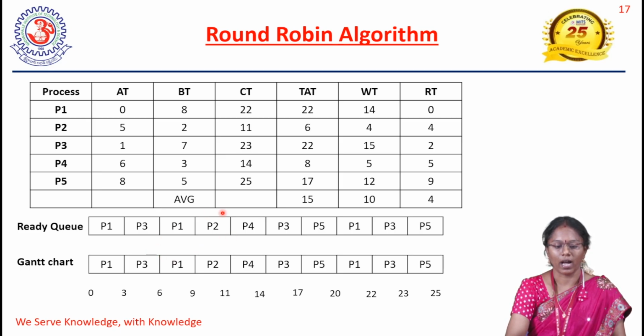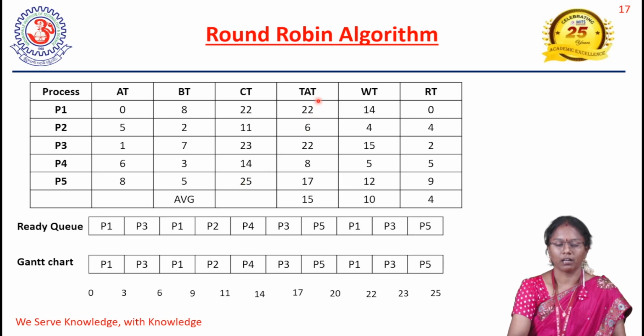Okay, and with this Gantt chart we can solve this problem: how to find the completion time, turnaround time, waiting time, and response time. Completion time: P1 has been completed at 22 seconds. P2 has been completed at 11 seconds. P3 has been completed at 23. P4 has completed at 14. And P5 has completed at 25.